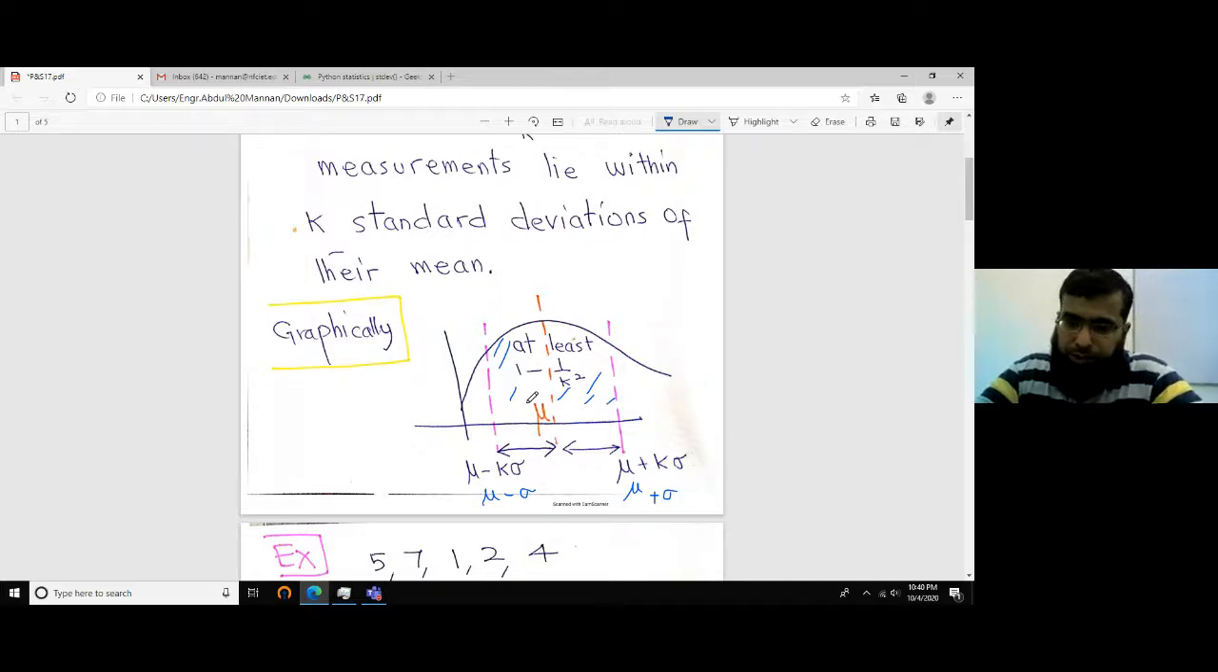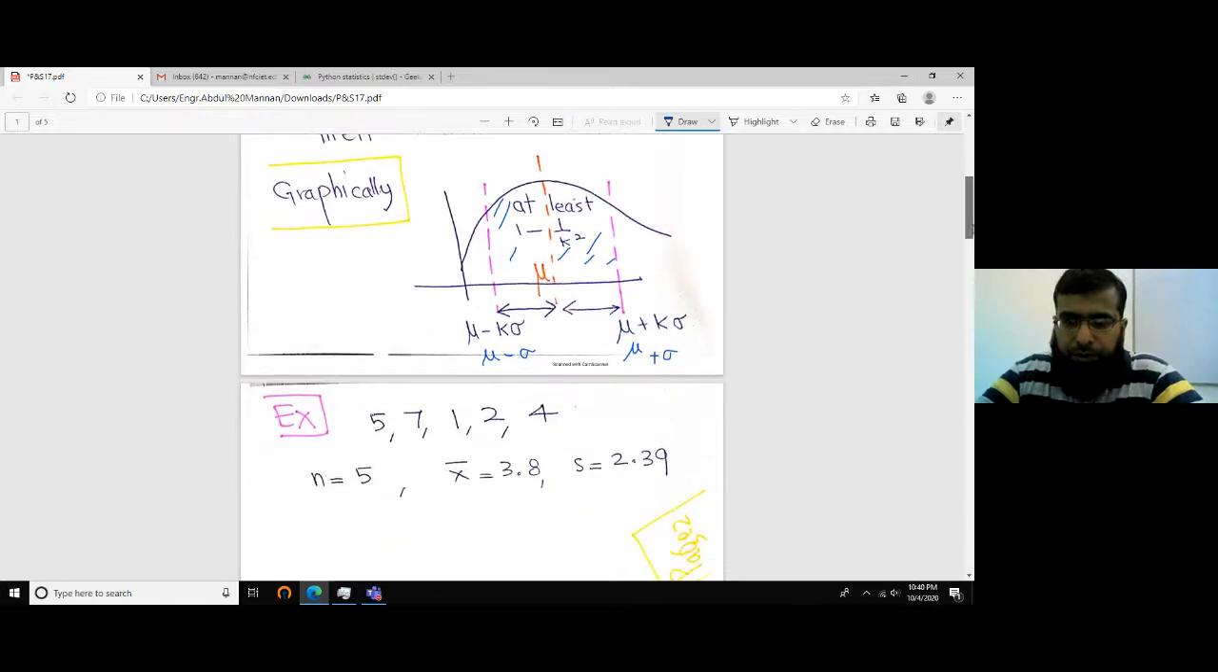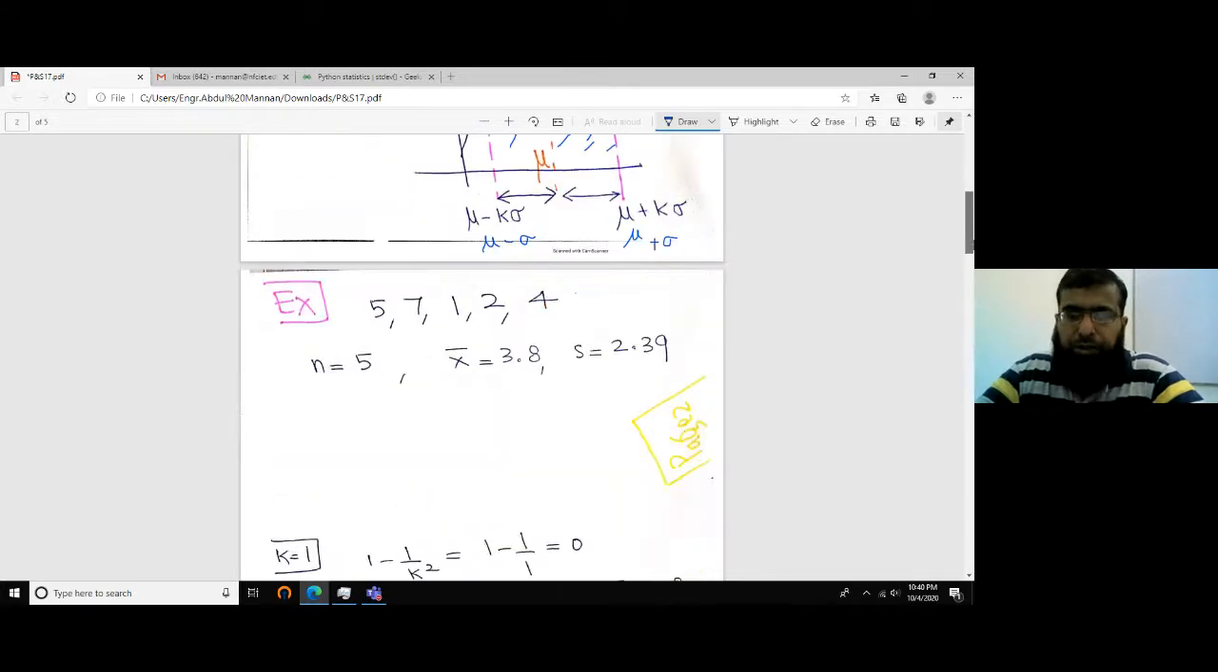But in any case, no matter what the value of k is, if it is greater than 1, this theorem is proven to be correct. We have at least 1 minus 1 over k squared observations in this range. Right, so in order to understand this theorem better, let's solve this example.